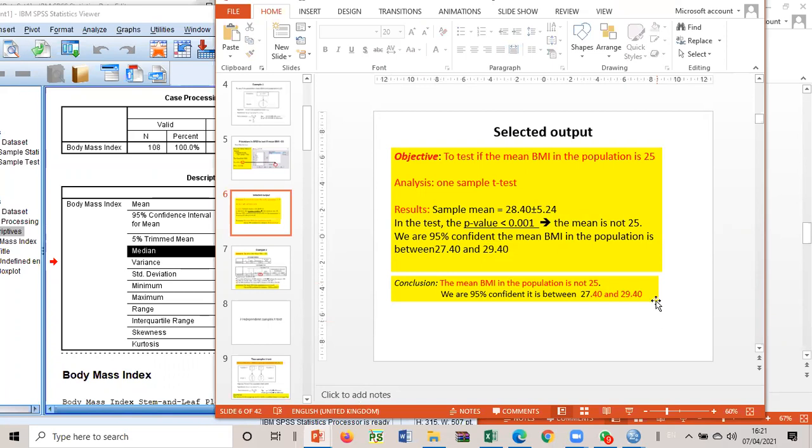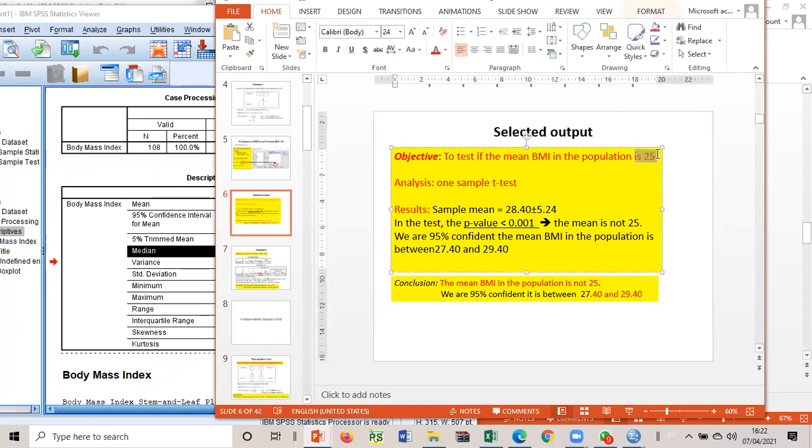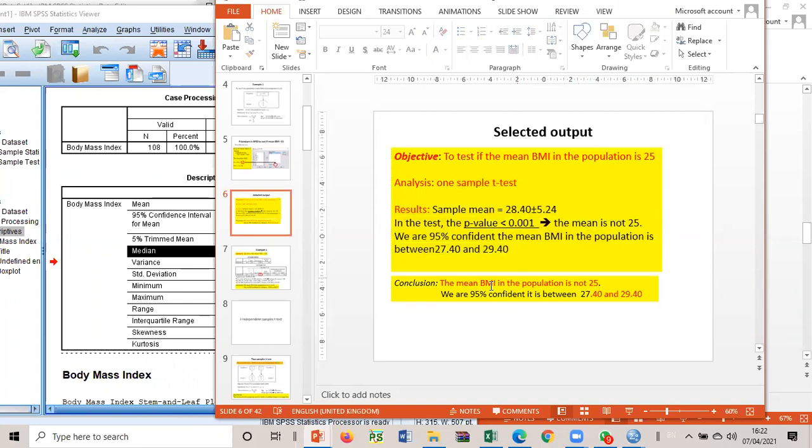Do you understand what we did? We want to know if it is 25. The result says no, it's not. Then where is it? We are connecting only these two statements to the last. In between, this is evidence to show how you derive this conclusion. All right?